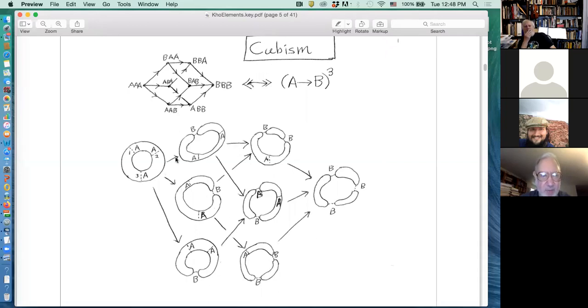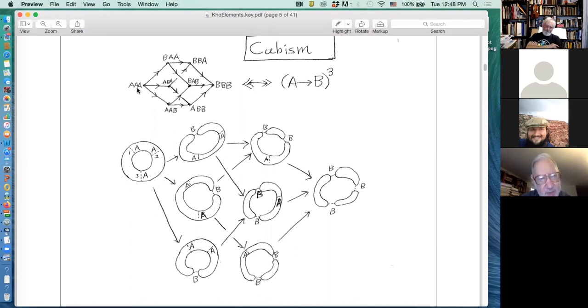And I run an arrow between two states if you can change one into the other by re-smoothing some crossing, making it have one more B. So this is a re-smoothing arrow. That's a re-smoothing arrow. Every arrow you're looking at is a re-smoothing arrow. The structure of the states as a whole is then a cube. And these are not the enhanced states. These are just the states. So each vertex of the cube is one of the states.